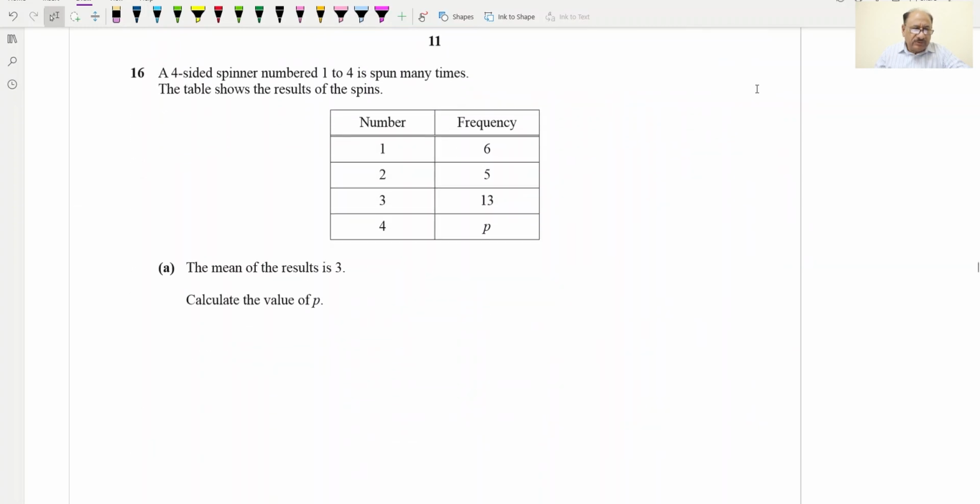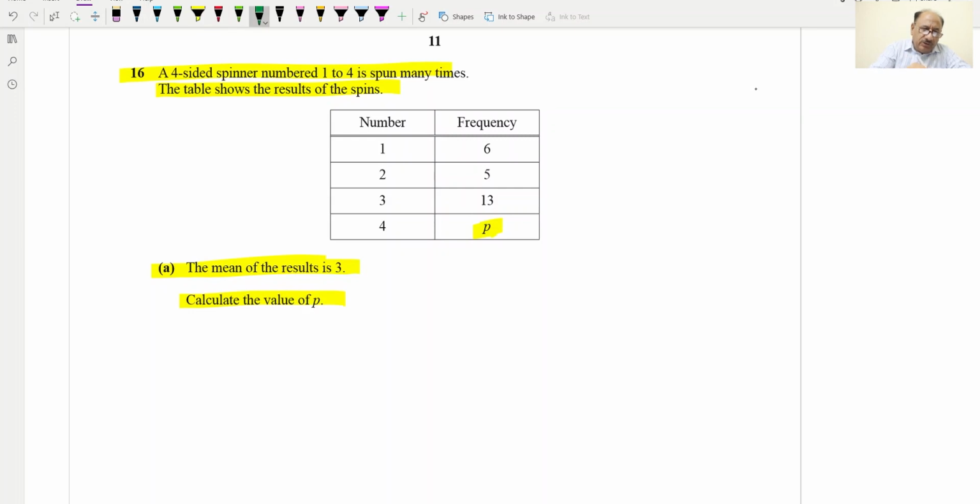Now question number 16. Question number 16 says a four-sided spinner numbered 1 to 4 is spun many times. The table shows the results of the spins. The mean of the result is 3. Calculate the value of P. This value of P we need to find.